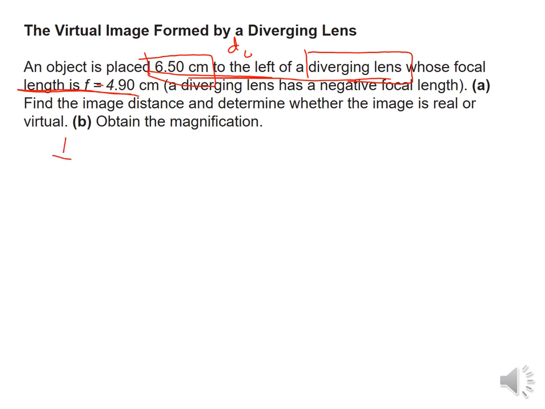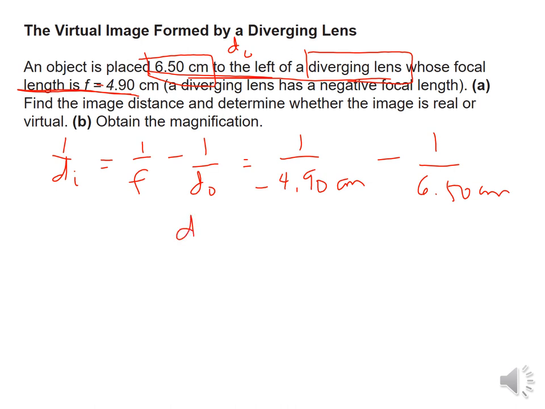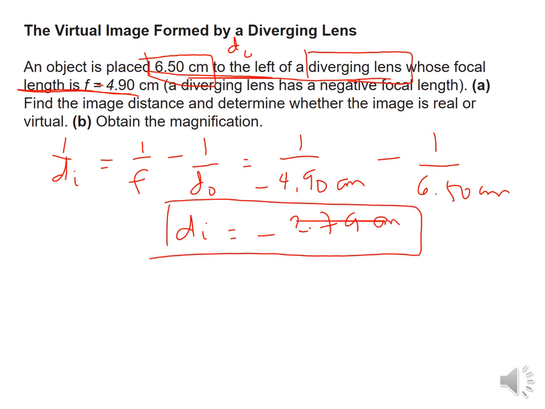So let's compute again the distance of the image. The formula is 1 over f minus 1 over the distance of the object. So we have here 1 over negative 4.90 centimeters. Again, why negative? Because this is a diverging lens. Minus 1 over the distance of the object, 6.50 centimeters. So the distance of the image is equal to negative 2.79 centimeters. Okay, here is the distance of the image, negative 2.79 centimeters.